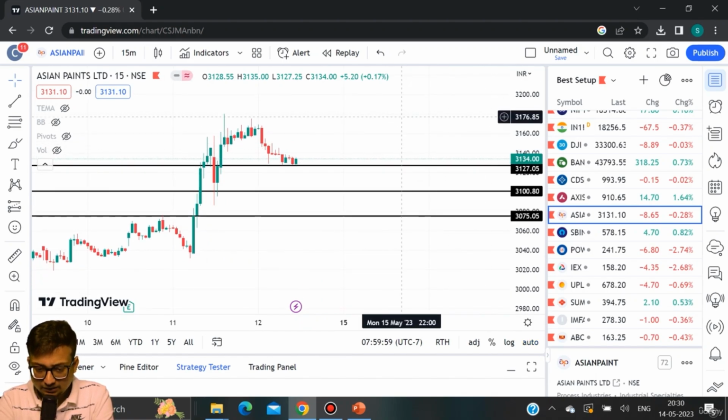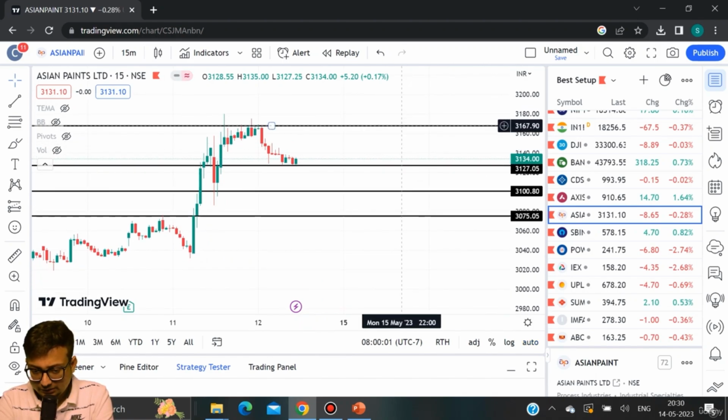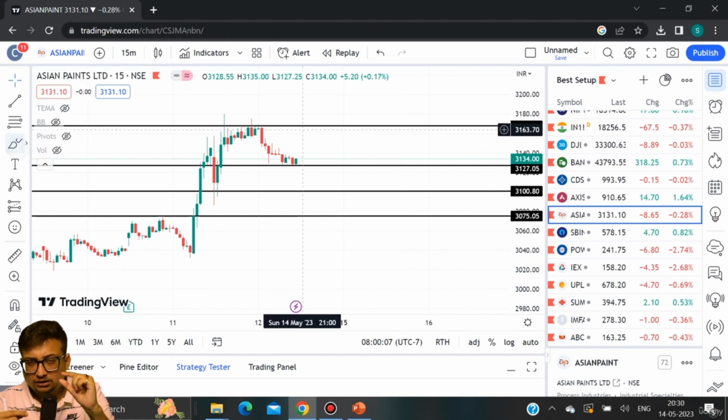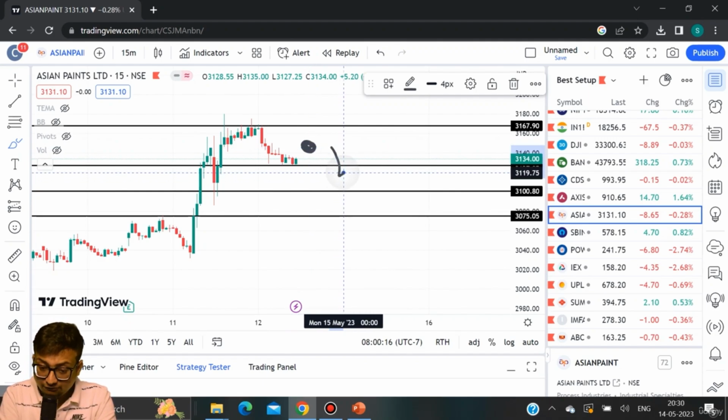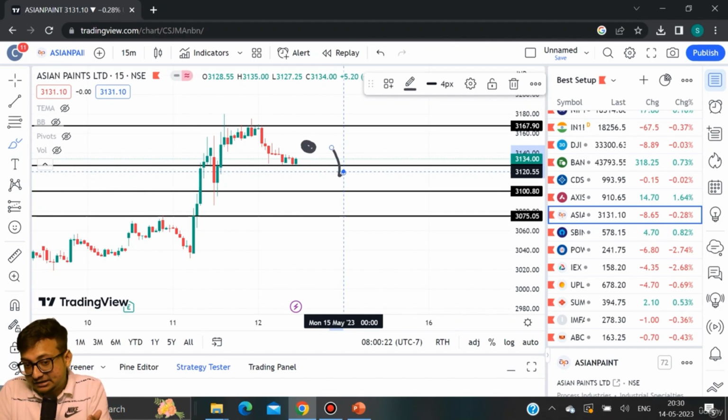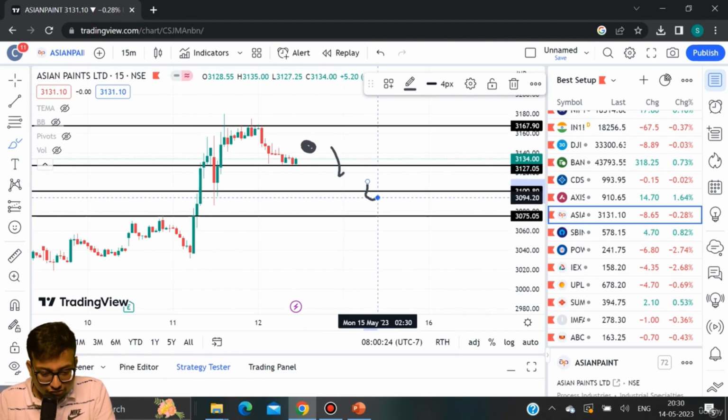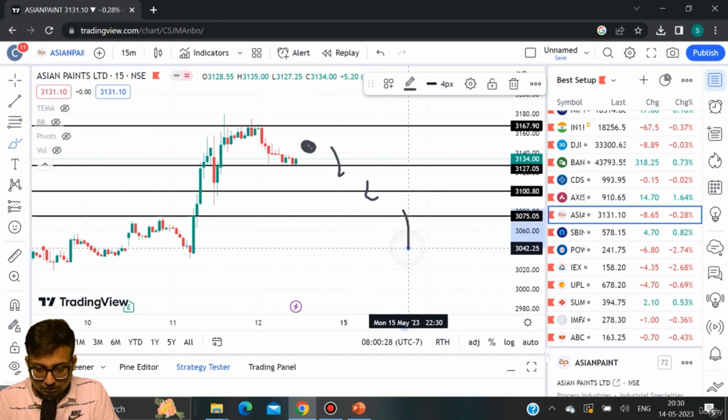Now the planning will be that if the market opens like market is opening here and breaks this particular level, then we can add 25% of our entire trading amount. If the market breaks this, then we can add another 25%. But if the market breaks this final support, which is 3075, we can go very aggressively, not a problem, because the next support will be here. So we can get a good target like this.